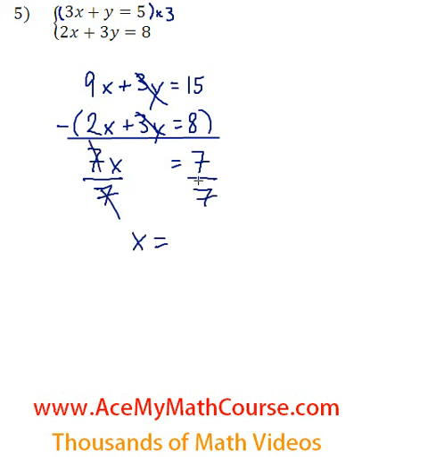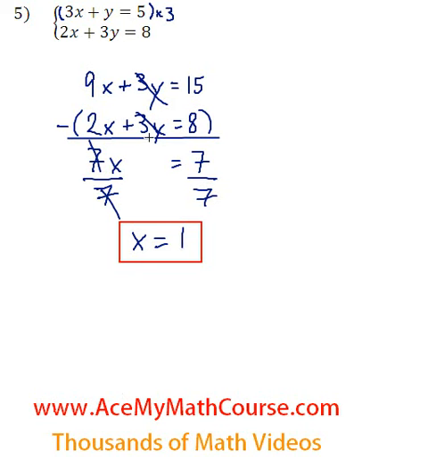So x is going to be equal to 7 divided by 7, which is 1. Excellent. So we're half done at this point. Now, how can we solve for y? Now I can just plug x equals 1 back into either equation and solve for y.